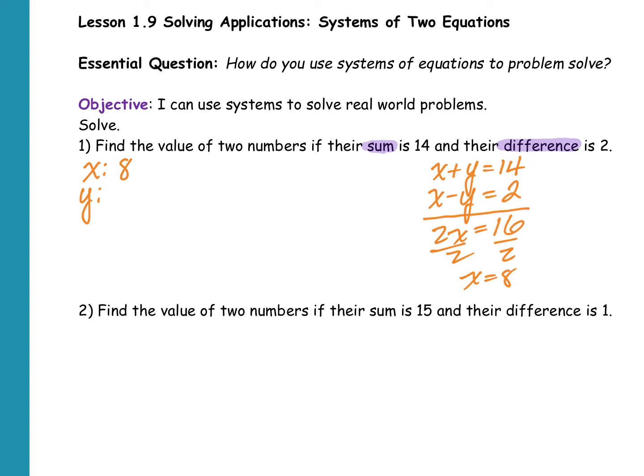And how do I get Y? Plug it in. Which one? Doesn't matter? Top one. Great. So I've got 8 plus Y equals 14. Subtract 8 and Y equals 6. Done.